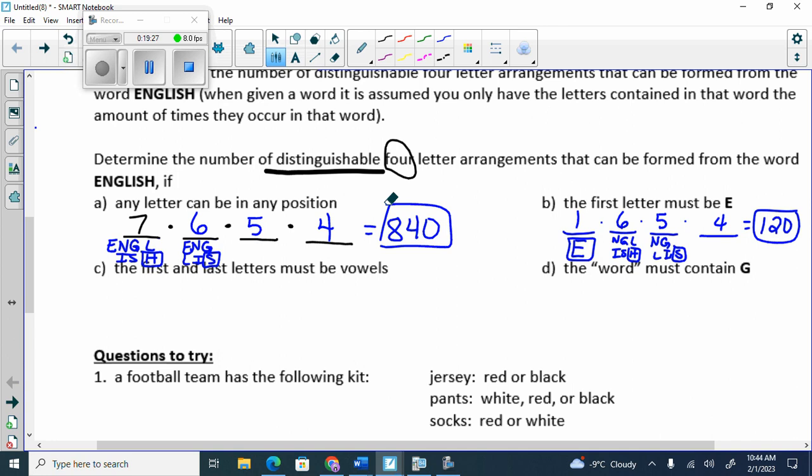So, first and last letters must be vowels. Still a 4-letter word. Now, some people will say A, E, I, O, U. We have the word English. So, what are the vowels we have? E and I. You can start at the front, you can start at the back, doesn't matter, but you do have to start with restrictions first.